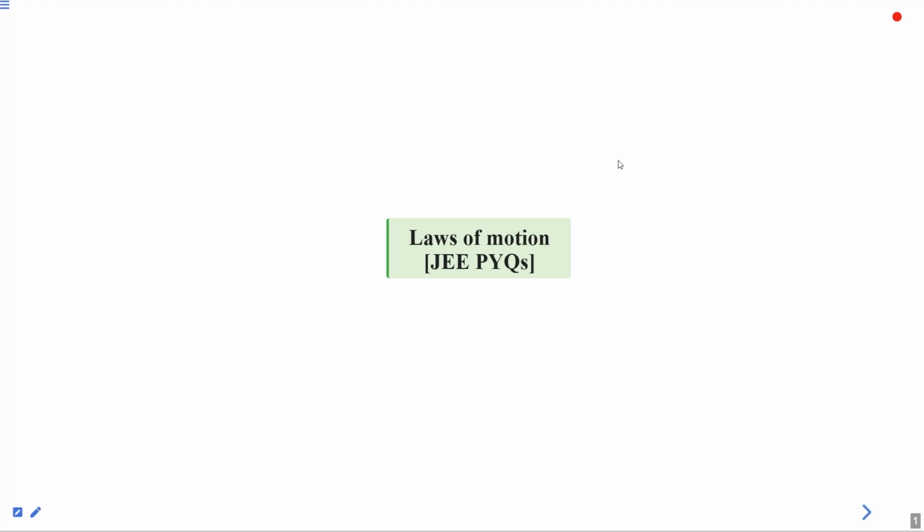Hello students, in today's lecture we are going to solve JEE previous year questions on laws of motion.